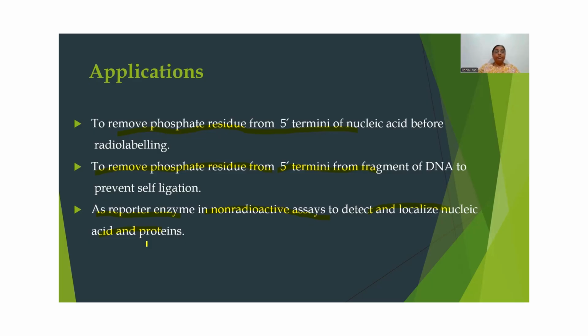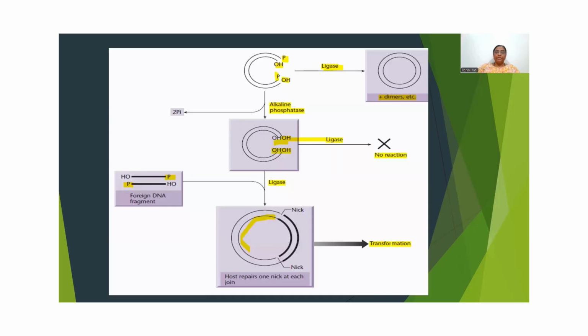By observing the color of the product, you can find out if a foreign DNA is present, or a foreign RNA molecule is present, or a protein is present in a given sample. In this way, there are the applications of alkaline phosphatases. I think you may have a clear idea about the alkaline phosphatases.